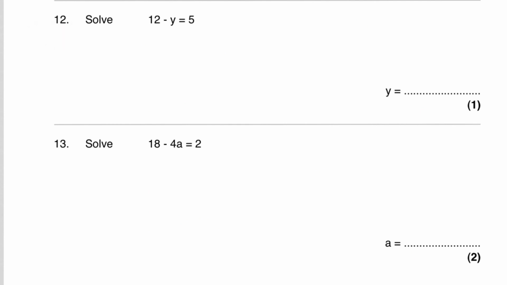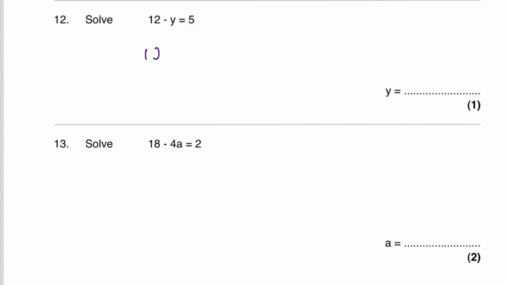Question 12. We need to solve 12 minus y equals 5. Again, I need to collect like terms. There are 3 terms here. So I need to move minus y, because it's minus. I want to make it positive, so I want to move minus y to the right. That's the best thing to move. And I move 5 to the left.